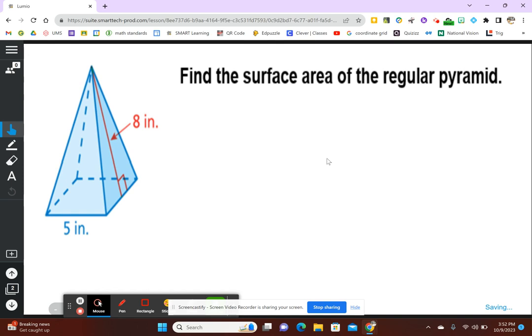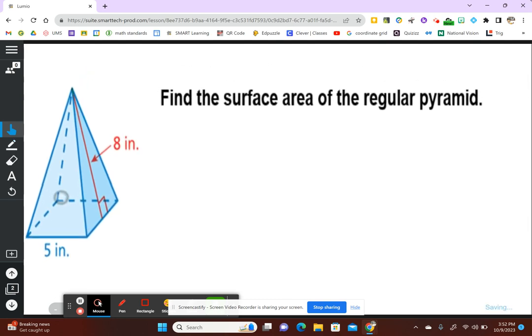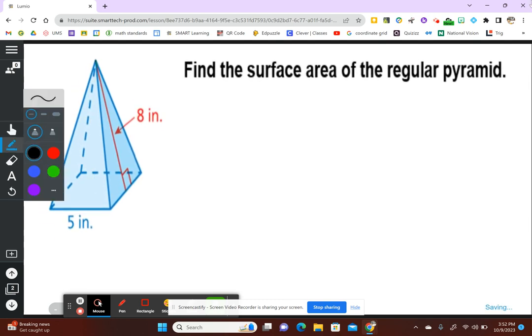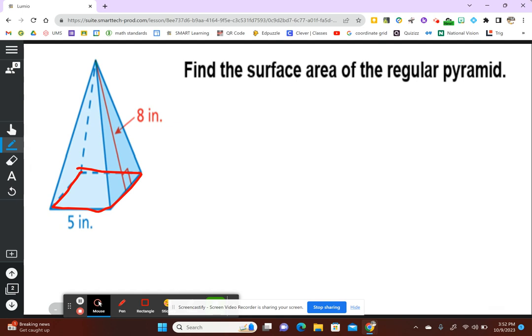So here we have a square pyramid. It is called a square pyramid because the bottom here is a square. Okay, so first I'm going to find the surface area.